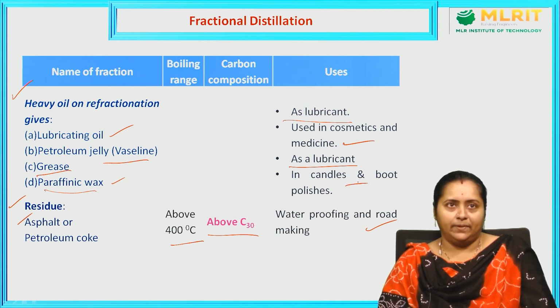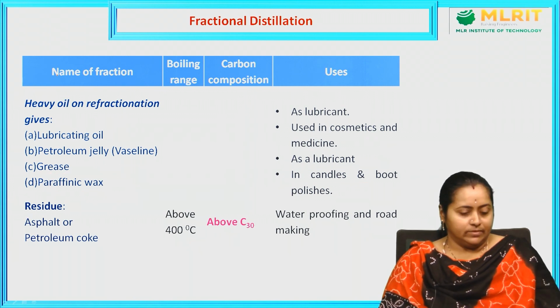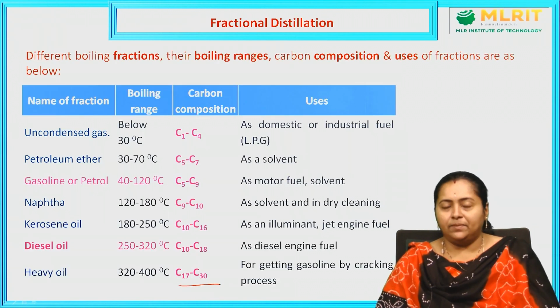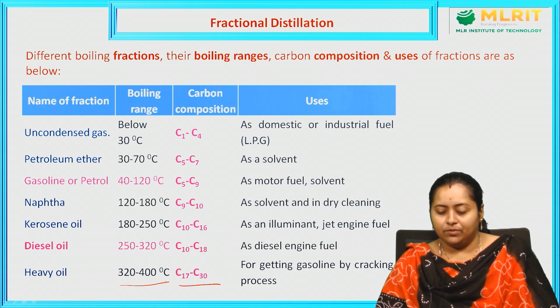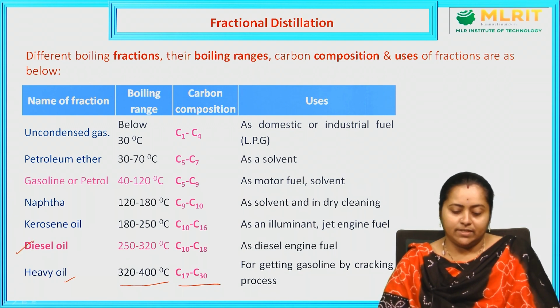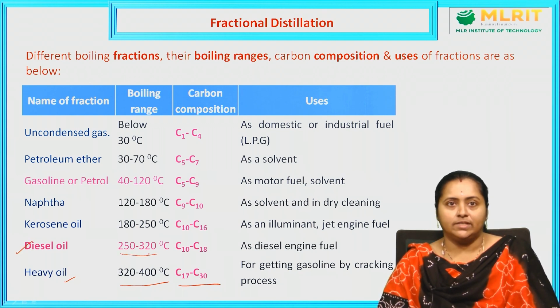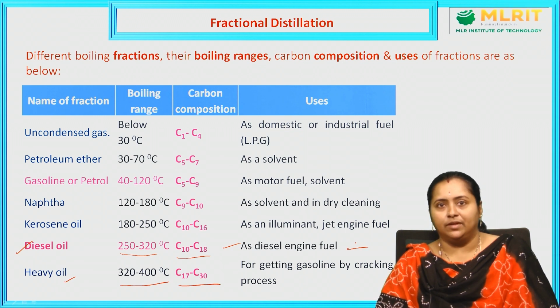So the first thing is heavy oil, which is obtained during the fractional distillation. This heavy oil will have a carbon composition of C17 to C30 and a temperature range of 320 to 400 degrees centigrade. Just now we discussed that if heavy oil is obtained as the first fraction and subjected to fractional distillation, we get so many things which have applications. And the next fraction is diesel oil, 250 to 300 degrees centigrade, with a carbon composition of C10 to C18, and it has applications like fuel. It can be used as a diesel engine fuel.